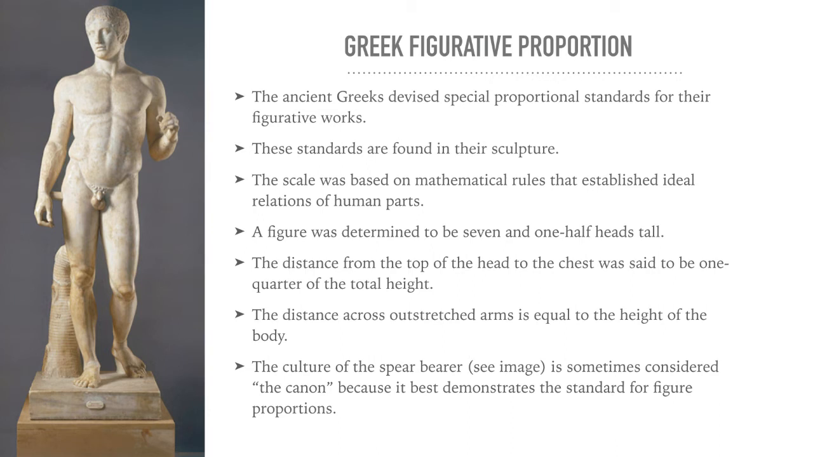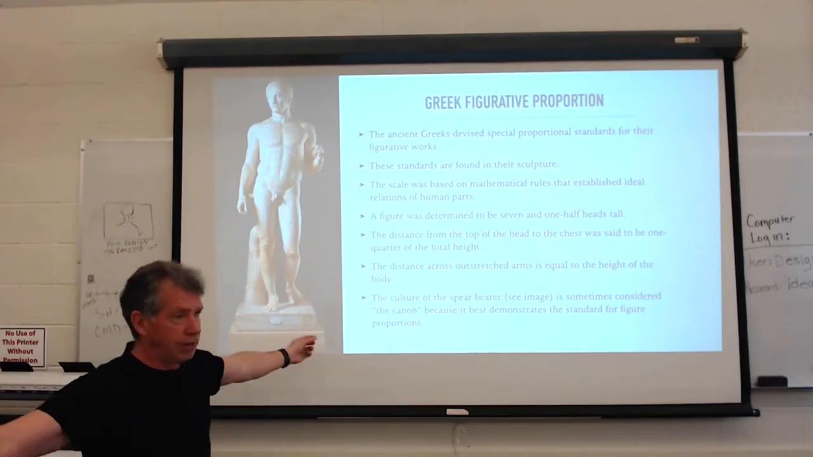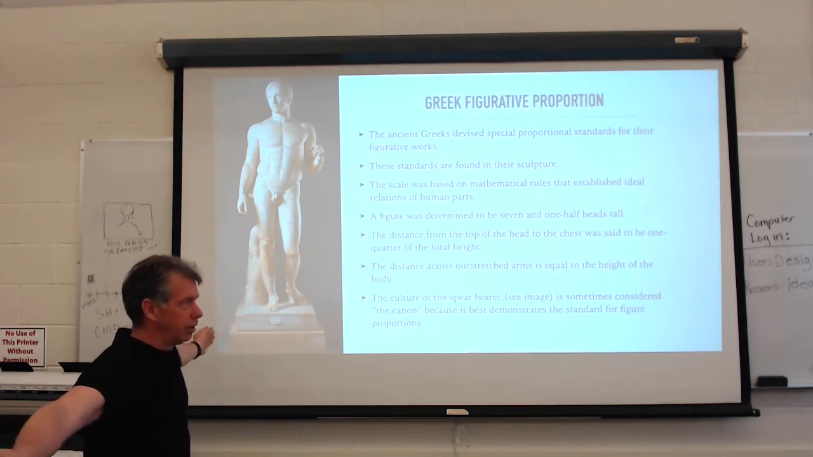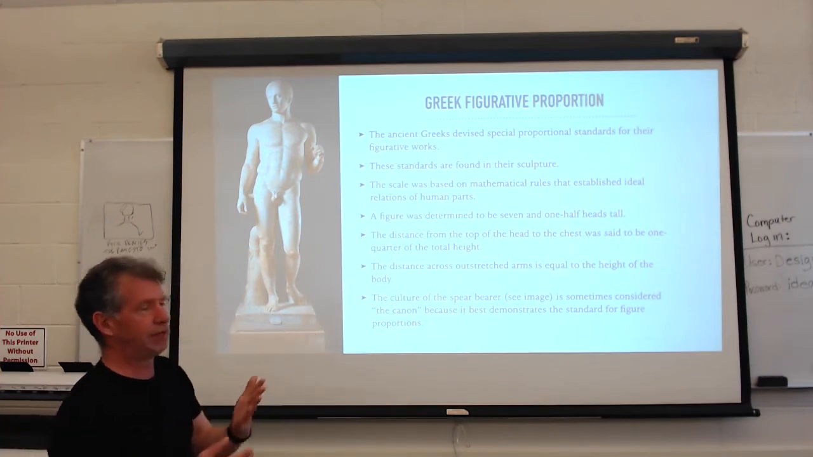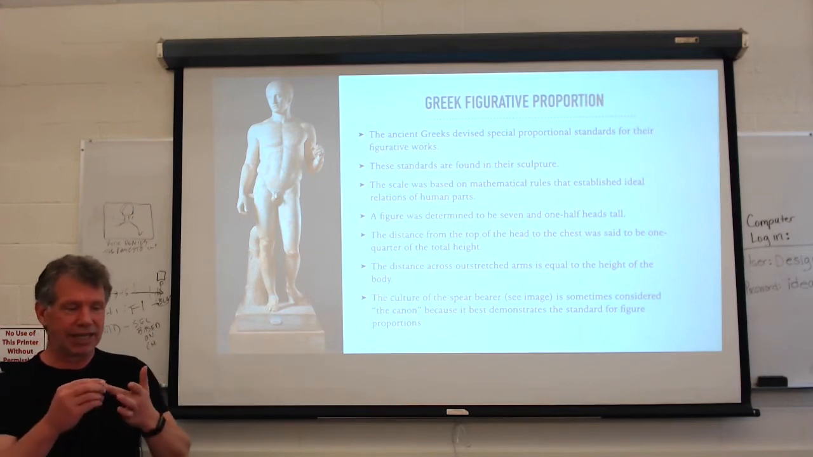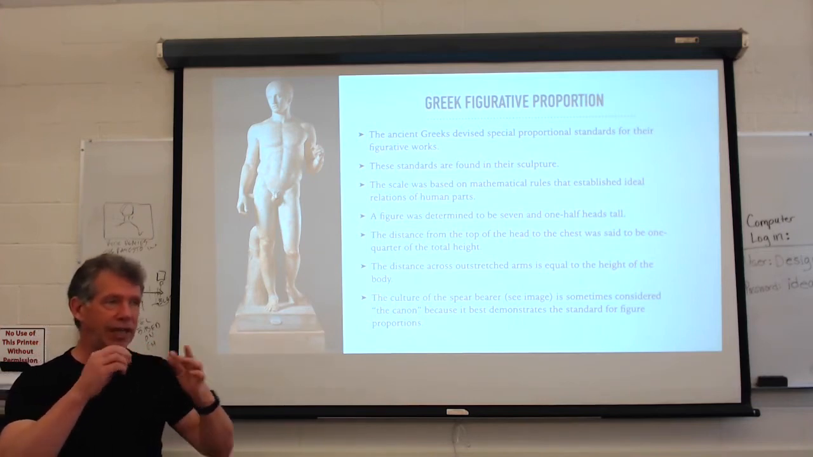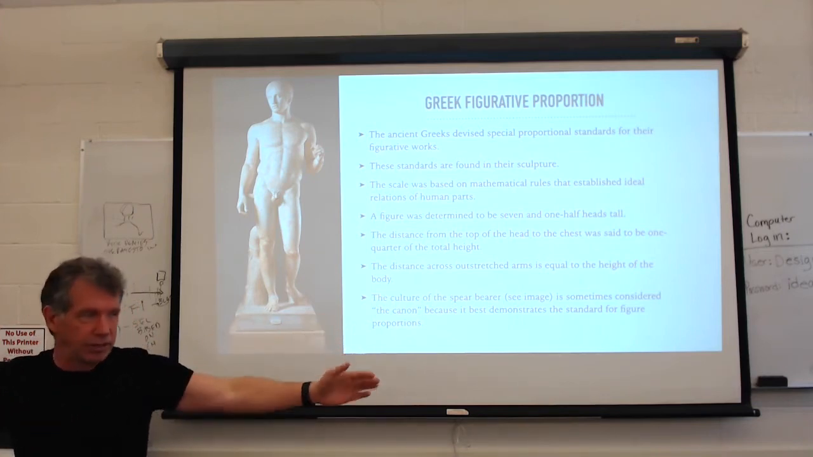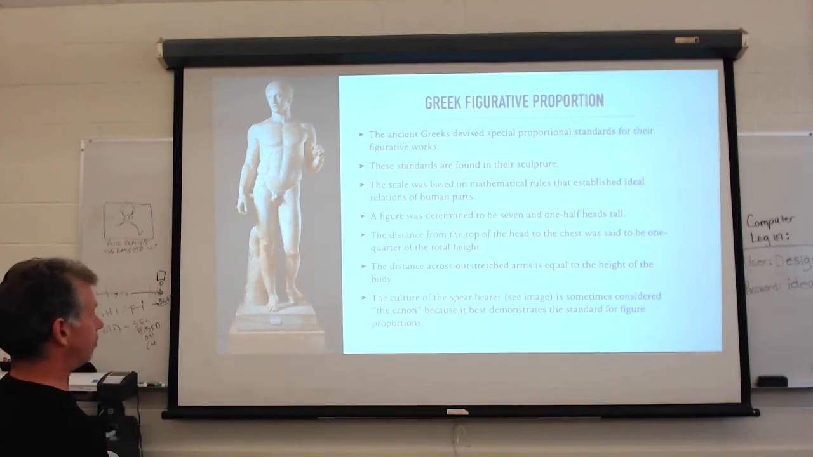The distance across outstretched arms is equal to the height of the body. Well, you think about it, and we kind of know that this is true. Online, there's all sorts of different ways that you can measure it. They say take a piece of yarn and tape it to your fingers and put it out, and you can figure out how tall you actually are that way.